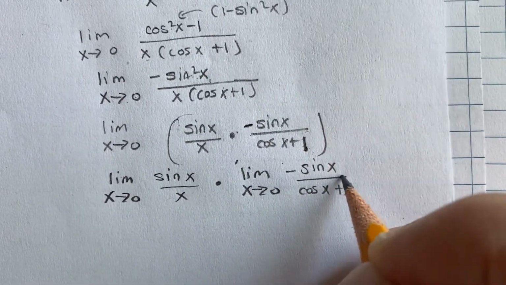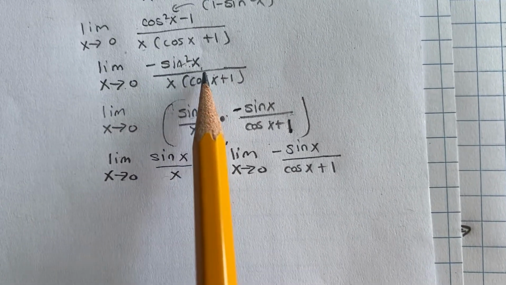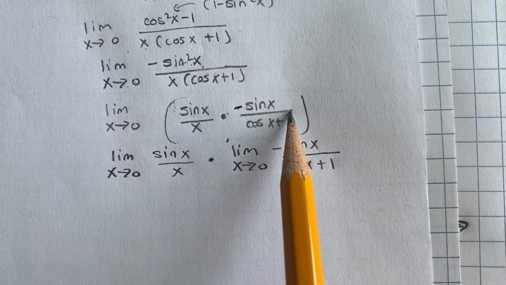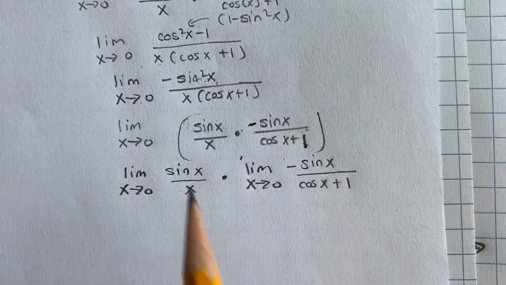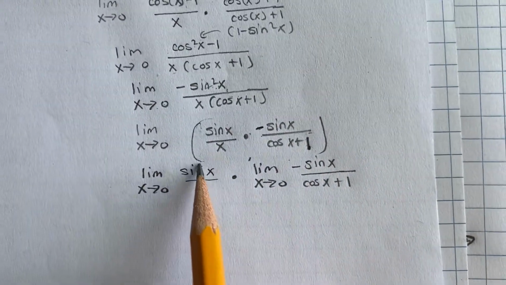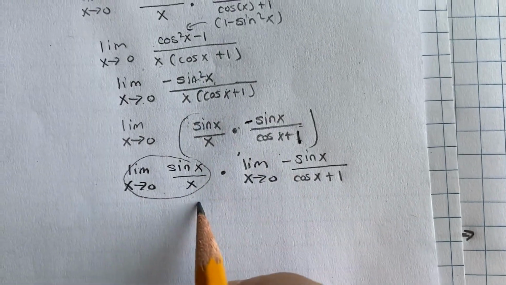Actually, this technique of splitting up a squared function as sine x times sine x is going to be used in your homework, so it's useful to understand where this comes from. Well, we already know the answer to this: the limit as x approaches 0 of sine x over x is just 1.